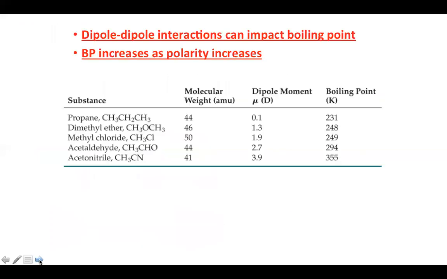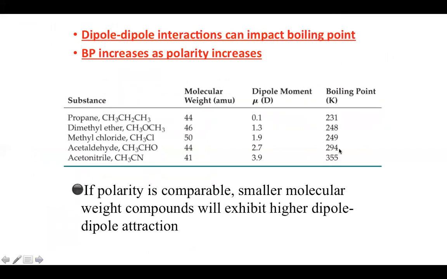All right. So these dipole interactions can affect the boiling point, just like all of the intermolecular forces can. The substance's boiling point is going to increase as the dipole moment increases. So again, as the polarity increases, the intermolecular forces are going to increase, or specifically the dipole interactions will increase. And that means that the boiling point is also going to increase.